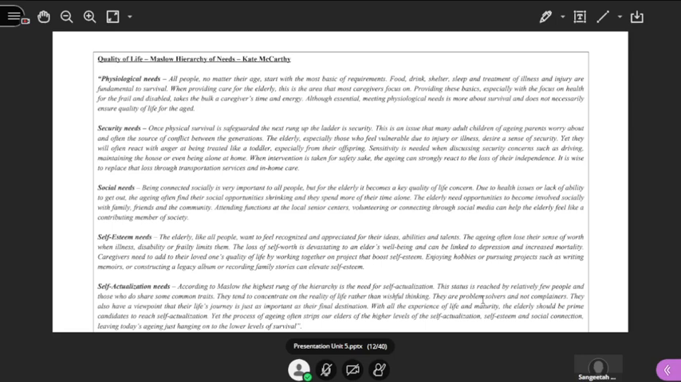Now, social need. Being connected socially is very important to all people. But for the elderly, it becomes a key quality of life concern. That's why we have so many recreational centers. We have the Senior Citizen Council, because it connects people. They do networking, right? When we have a puja, we have a gathering, people go to the church, you will see lots of older persons going there. These are the things that make them happy.